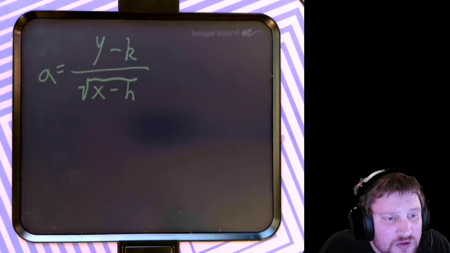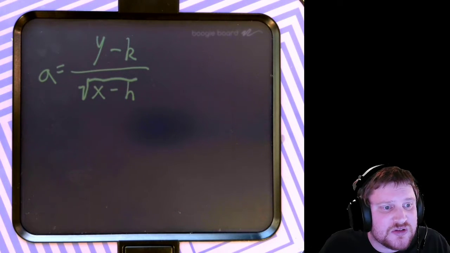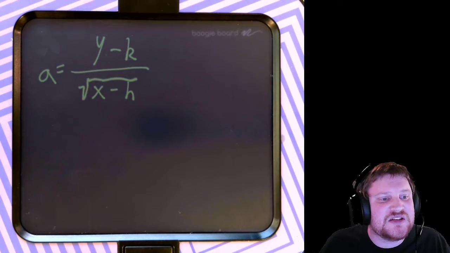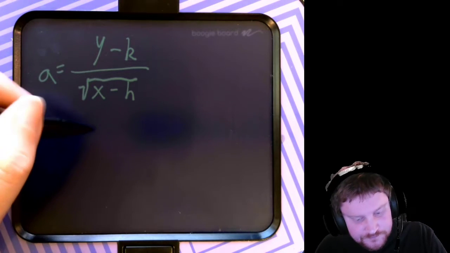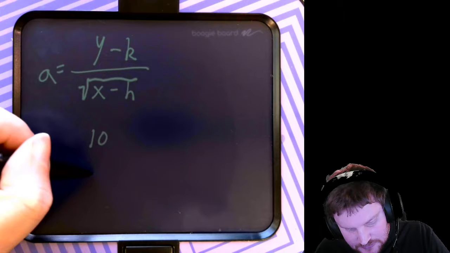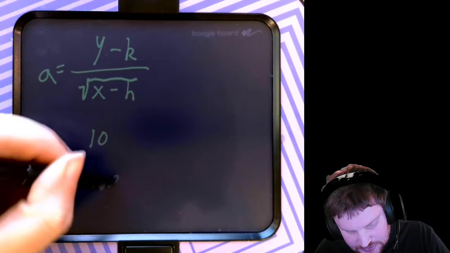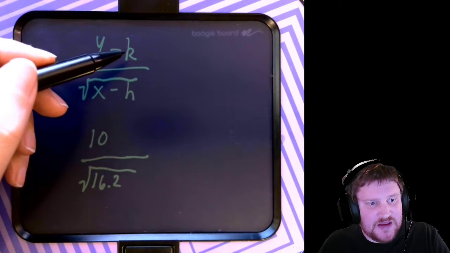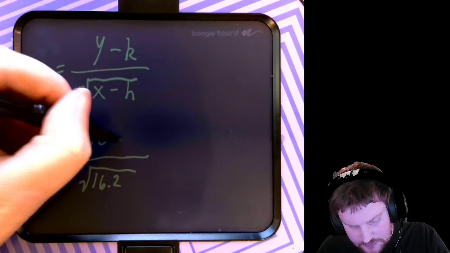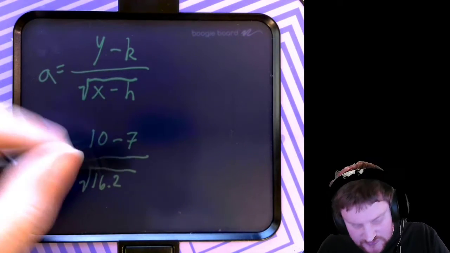So I'm going to use this one. It looks like it's at about 17-ish, comma 10. So let's see what that is. It's actually 16.2, comma 10. So I'm going to say 10, 16.2, square root on the bottom. My k, we already said, was 7. And my h is 15.4.